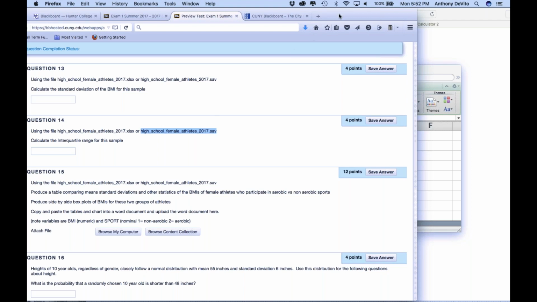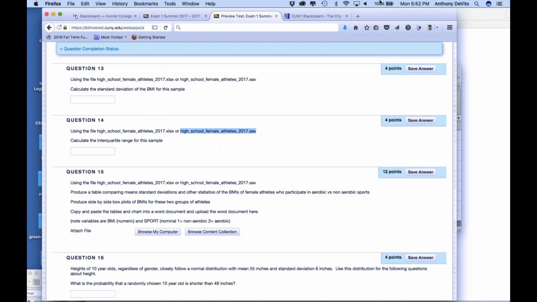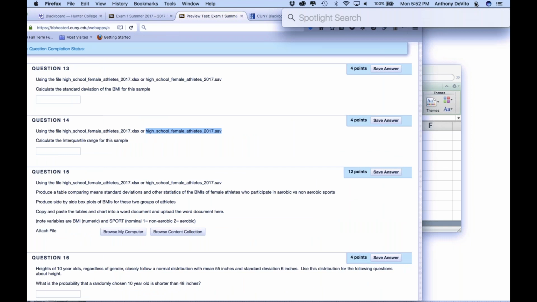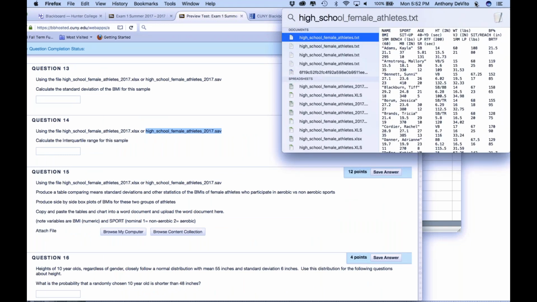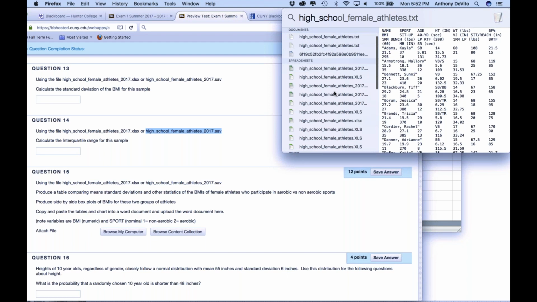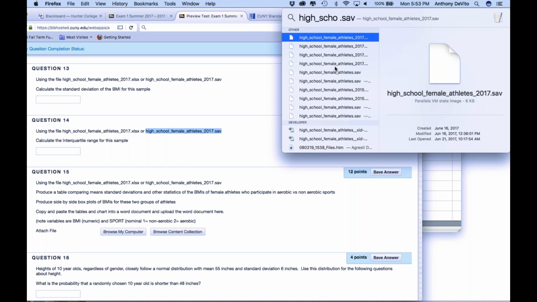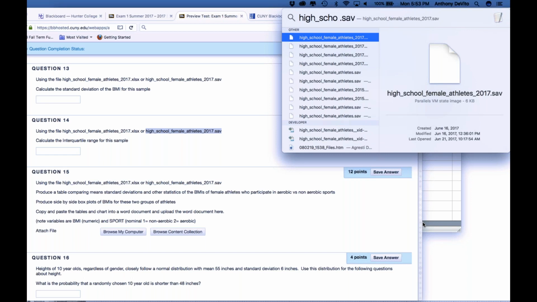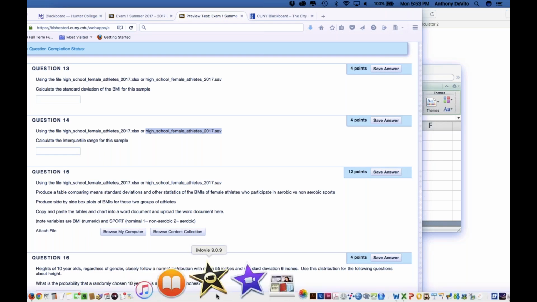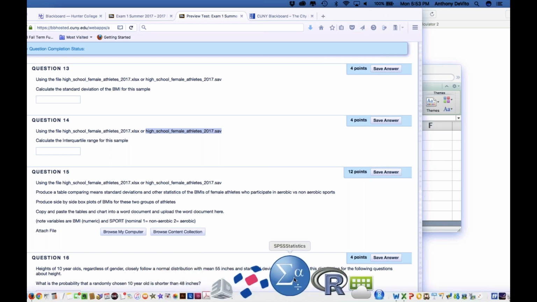Okay, let me just see if I can't find that file. High school student athletes, .sav. I'm going to pull up the, I am going to go for this one, let me find an open space here where I could drop it. Okay, like SPSS.